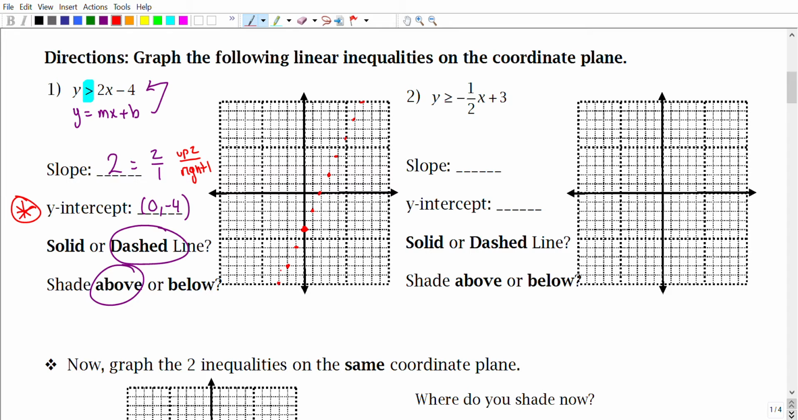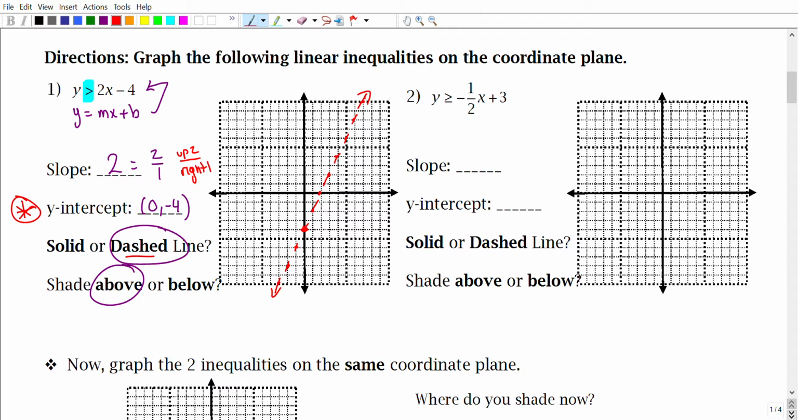All right, now before I start just drawing a random line here, let's look. It says we want a dashed line. So let's go ahead and make it a dashed line. Do your best to draw a dashed line. You could use a straight edge if that helps you. Okay, so we have a dashed line.